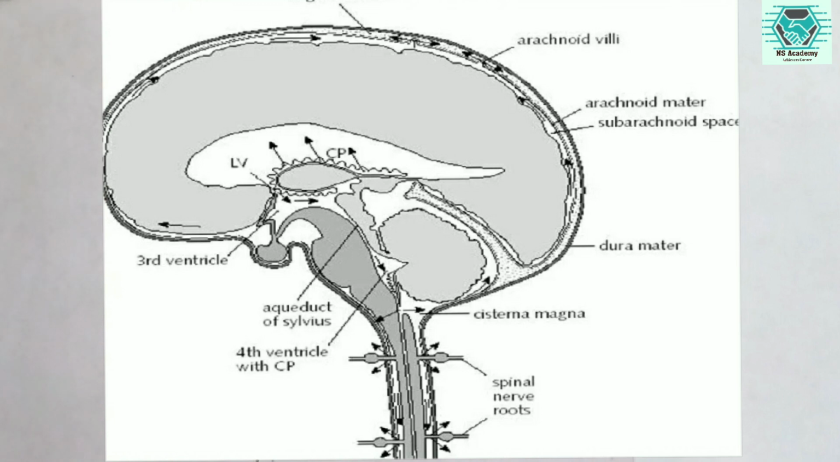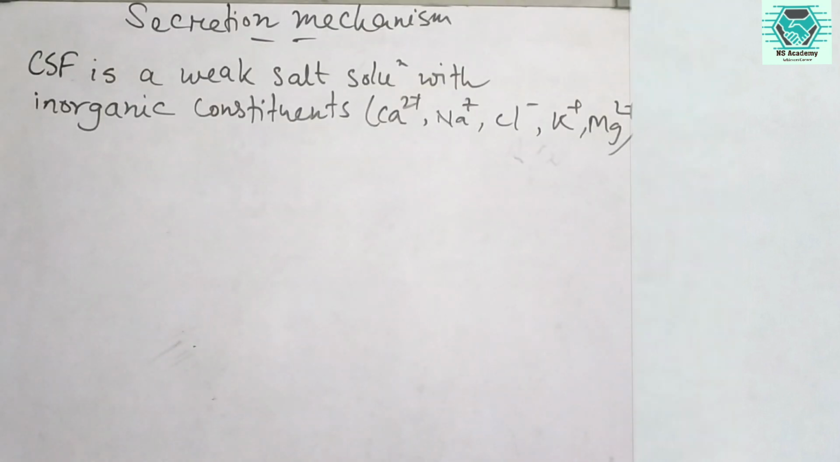Next we move to how it is secreted. The mechanism of secretion I will discuss. First of all, as I have already told, it is a fluid, and it is actually a weak salt solution having inorganic constituents like Ca2+, Na+, Cl-, K+, Mg2+.